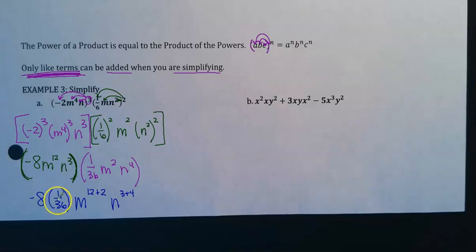All right, so -8 times 1 over 36. Let's see, these both have a 4 in common. 8 divided by 4 is 2. 36 divided by 4 is 9. So this is equal to -2/9, m to the 14th and n to the 7th.